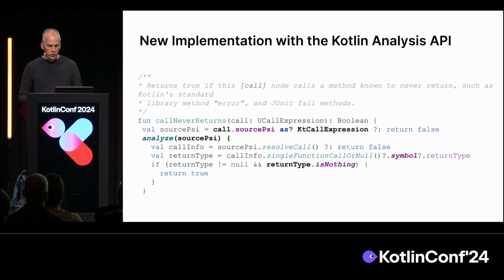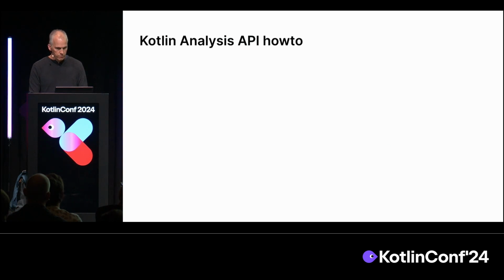And this API works with both the old compiler and K2, which you can turn on in lint already with the flag, and it's going to be the default very soon.